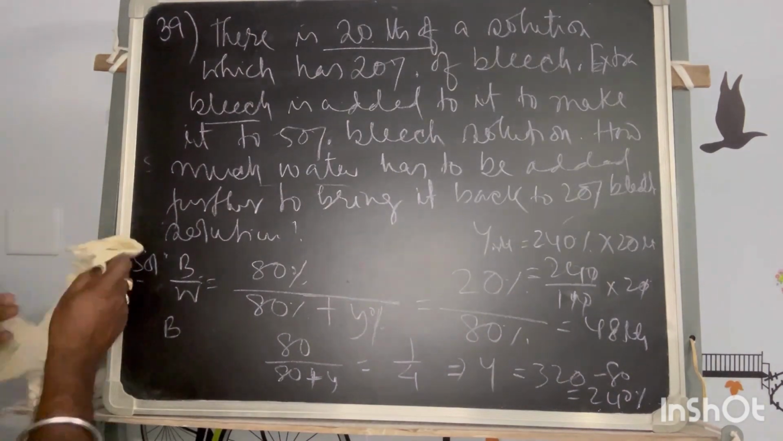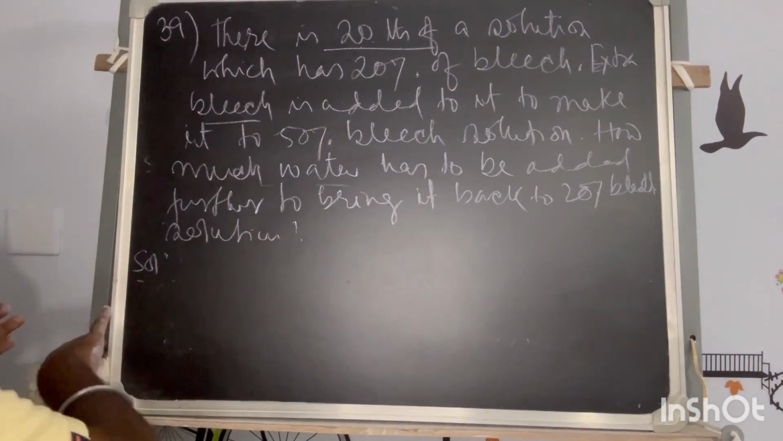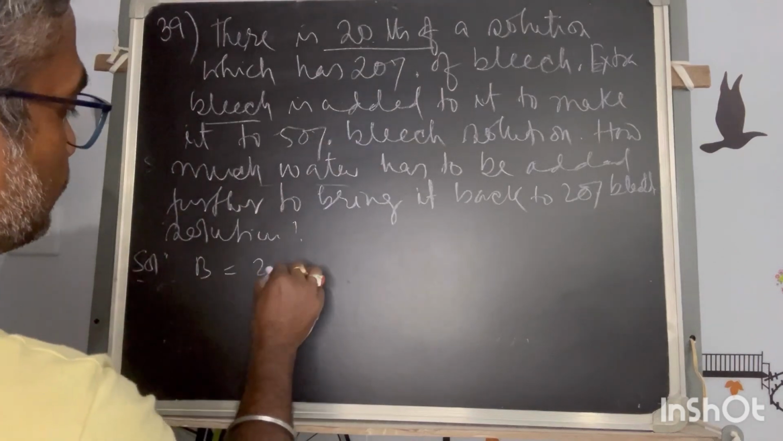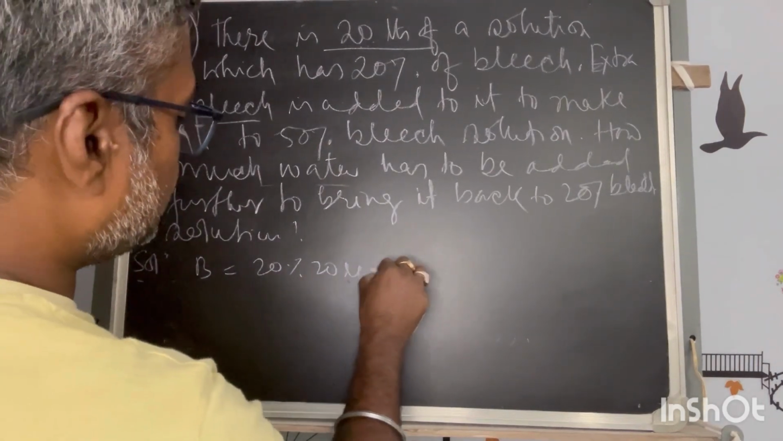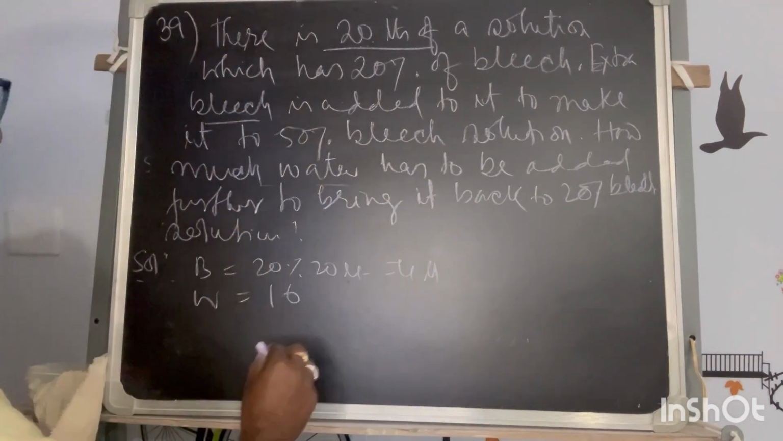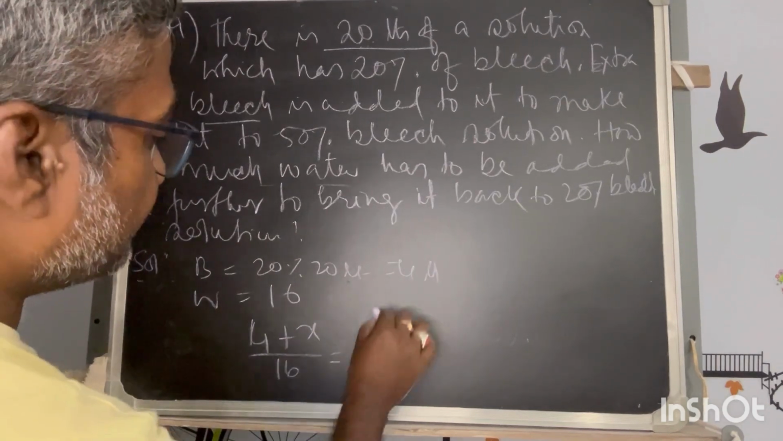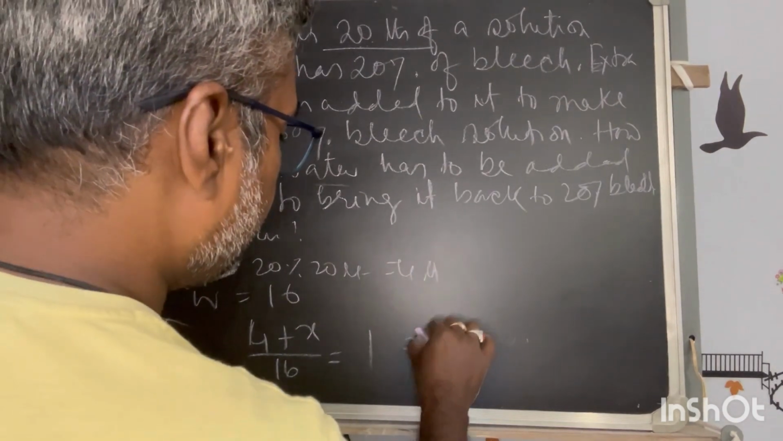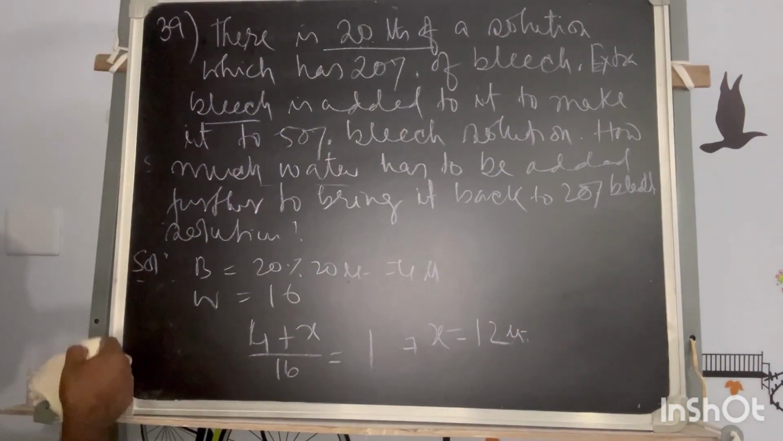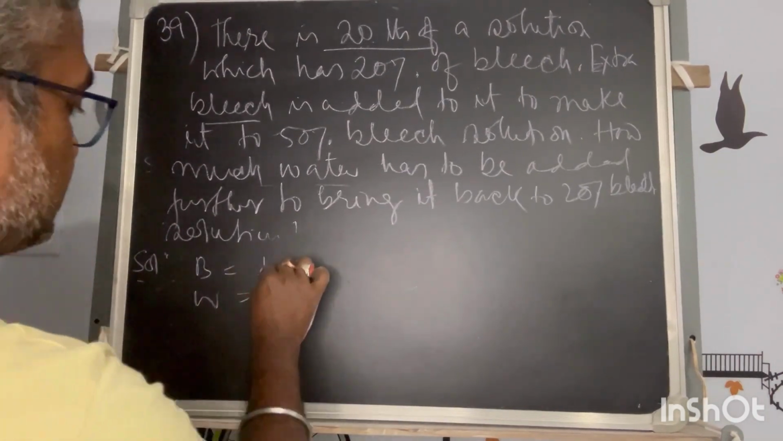Remember this. So if I go with the traditional one, where I need not worry too much, if it is 20 liters, what is your bleach initially? 20% of 20, that means equal to 4 liters of bleach, water is 16 liters. Now I am adding bleach. So 4 liters plus, let's say x of bleach, 16, becomes 50 by 50, that means 1. So what I am adding, x, equals 12 liters of bleach. So the new mixture will have bleach 16, water 16.